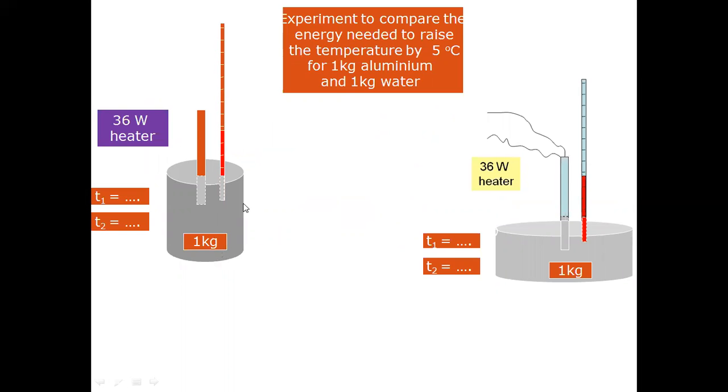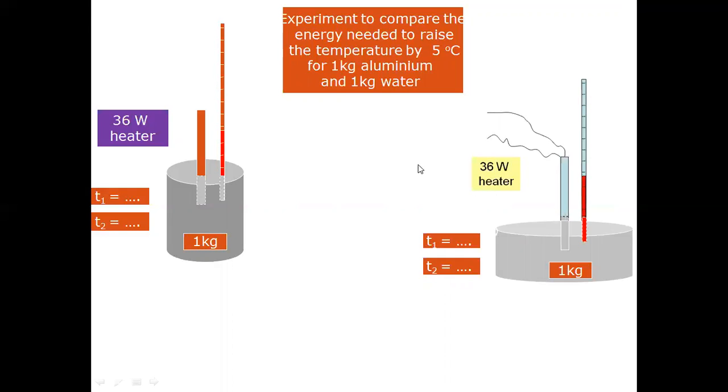As you see here, we have 1 kilogram of aluminum and we have 1 kilogram of water. What are the instruments we need and what are the variables we need to measure? As you see, 1 kilogram and 1 kilogram of mass is the constant variable here. For instruments, we need a heater that is immersed inside the water as well as inside the aluminum. Also, we need a thermometer to measure the change in temperature. We also need a stopwatch to measure the time interval for both blocks.